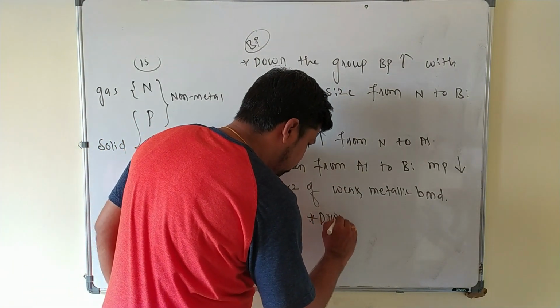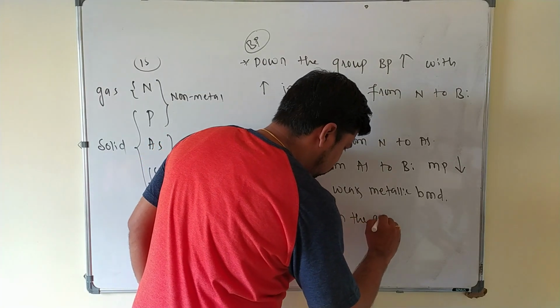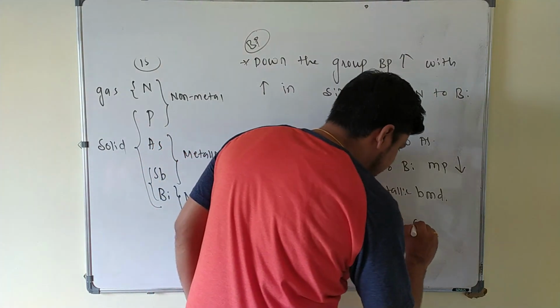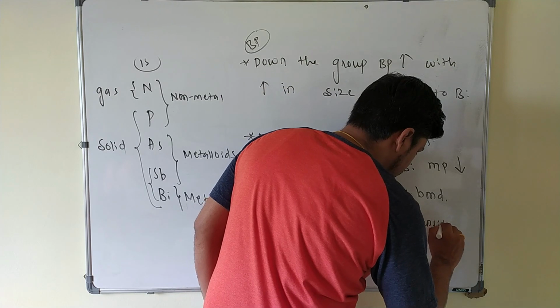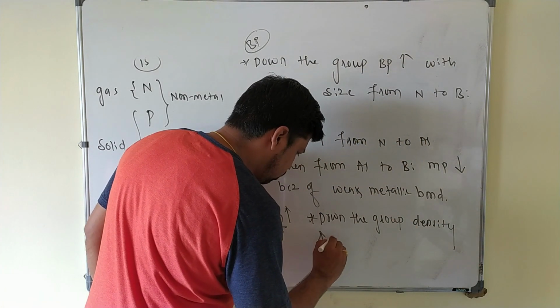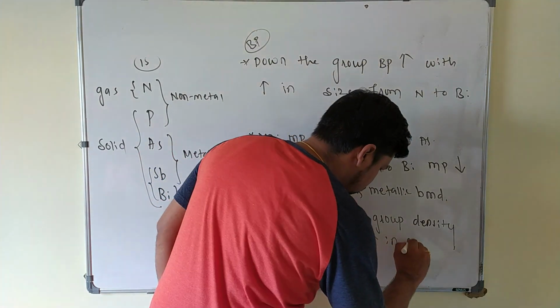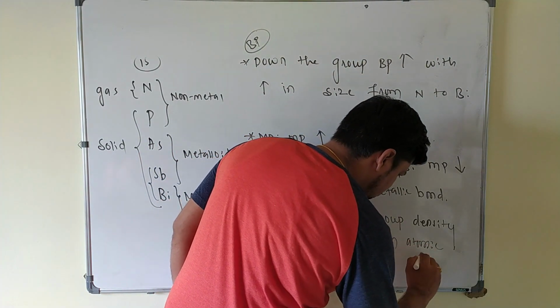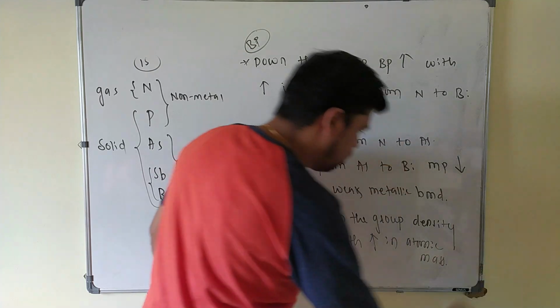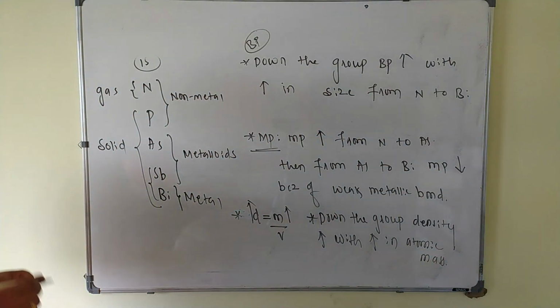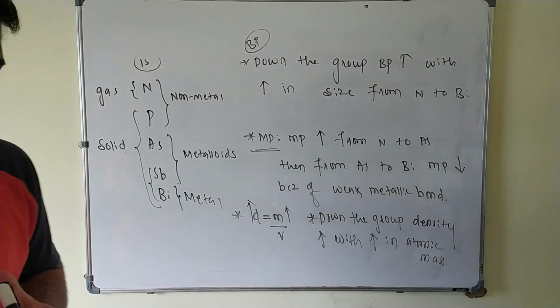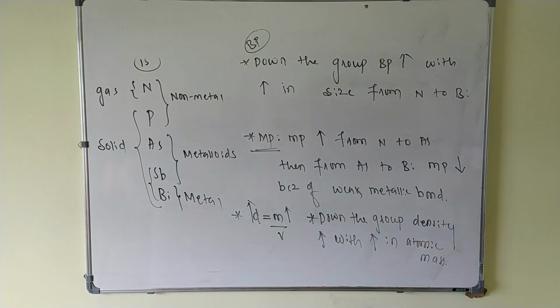Down the group, density increases with increase in atomic mass. This is what the physical properties of group 15 elements are.